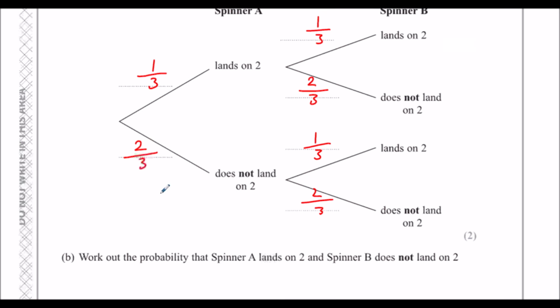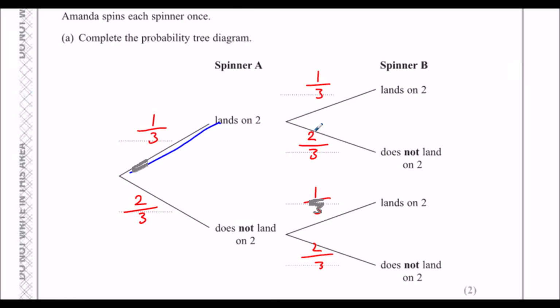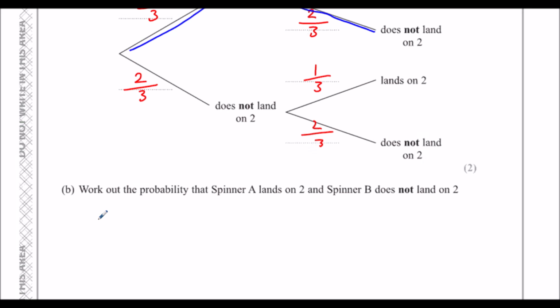Work out the probability spinner A lands on 2 and spinner B does not land on 2. So 1/3, when we go across the branches on the tree diagram, we multiply. So 1/3 times 2/3 is the top times the top and the bottom times the bottom. We can use a calculator, but it's 2/9.